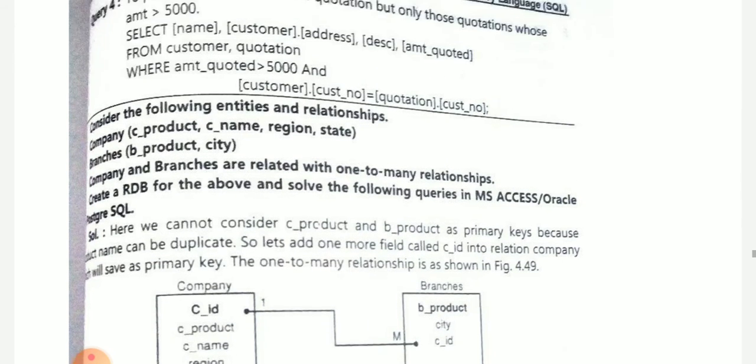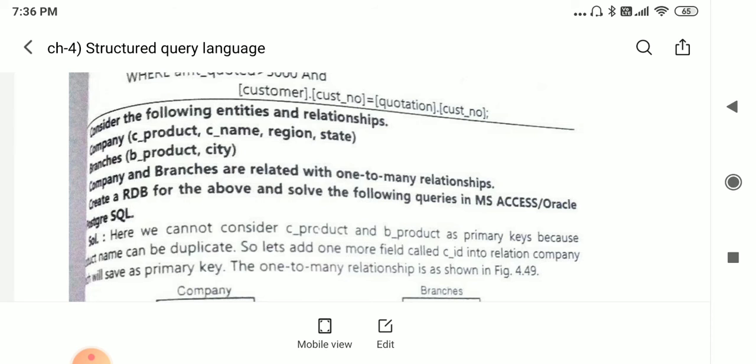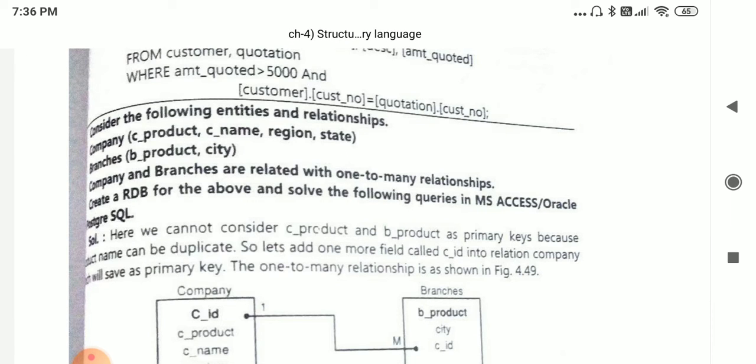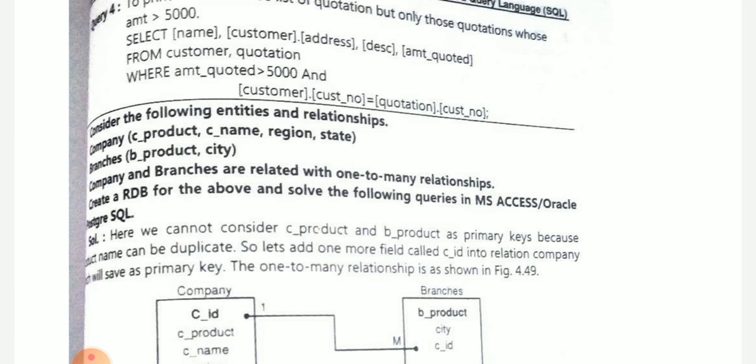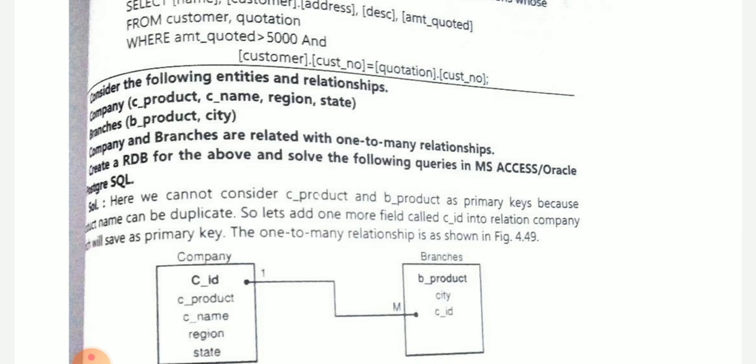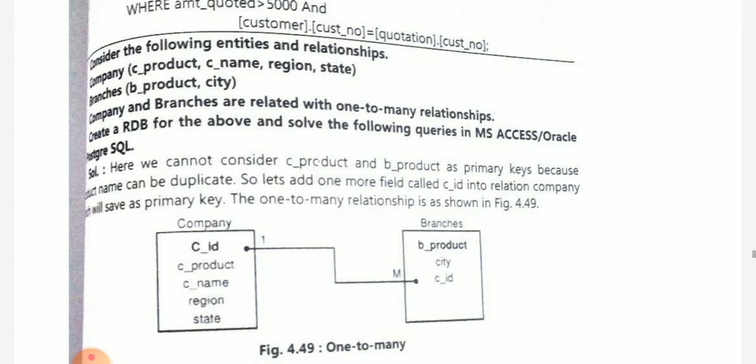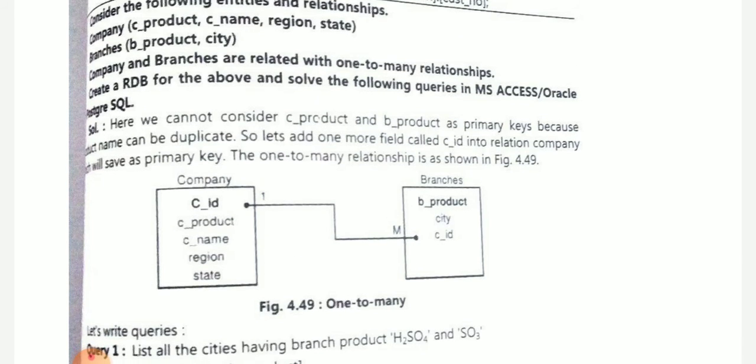Okay, now consider the following entities and relationship, that is company. Company is the name of a table where the fields or attributes of this company table are nothing but C product, C name, region and state. And branches is another table where the attributes of branches are nothing but B product, city, and CID. These are the attributes of this second table. Now see here, company and branches are related by a one to many relationship.